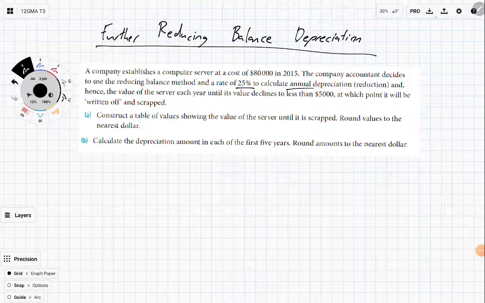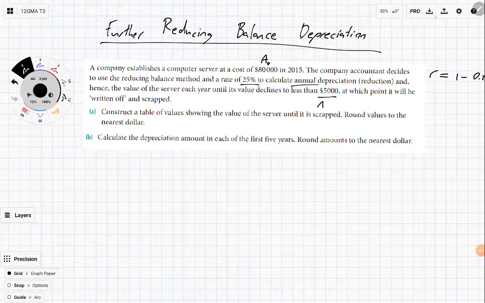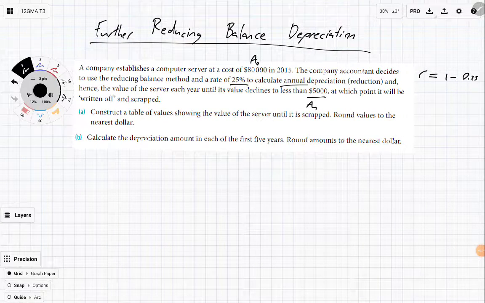And because we're doing depreciation, R is going to be equal to 1 minus I, where I in this case is going to be 0.25, the 25%. Now, just as a reminder, we always have our A naught, our value at 0 to start with. And hence the value of the server each year until its value declines to less than $5,000, at which point it will be written off. So we're waiting until AN, the value of it, gets below $5,000, at which point it will be written off and scrapped. So it says A, construct a table of values showing the value of the server until it is scrapped, round values to the nearest dollar.